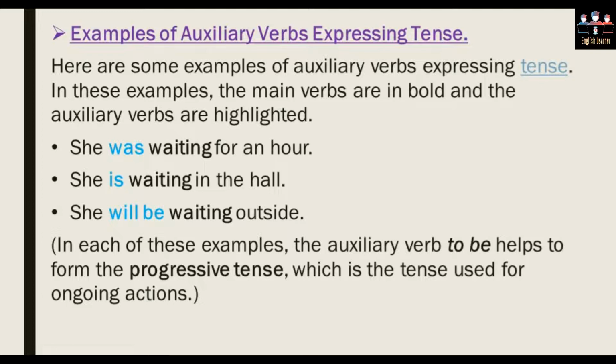In each of these examples, the auxiliary verb to be helps to form the progressive tense, which is the tense used for ongoing actions. We will read out the tenses in great detail along with examples in a separate video with the title of the tenses.